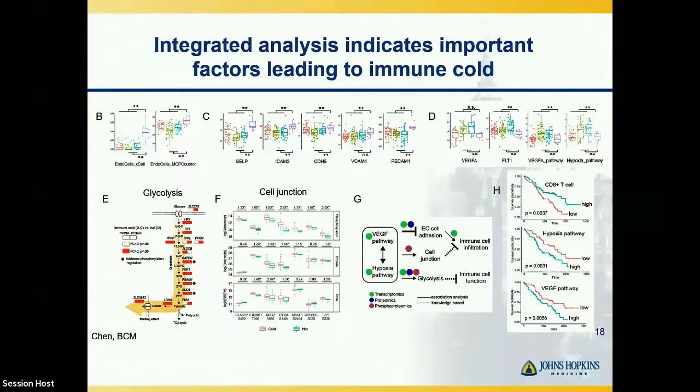upregulated VEGF and hypoxia pathways are associated with depletion of normal endothelial cells, increased glycolysis and Warburg effect, and a possible increase in cell junction. This event collectively inhibits immune infiltration and immune function. Targeting endothelial cell reversal and glycolysis might be an effective therapeutic strategy to improve the immune cell environment for PDAC.